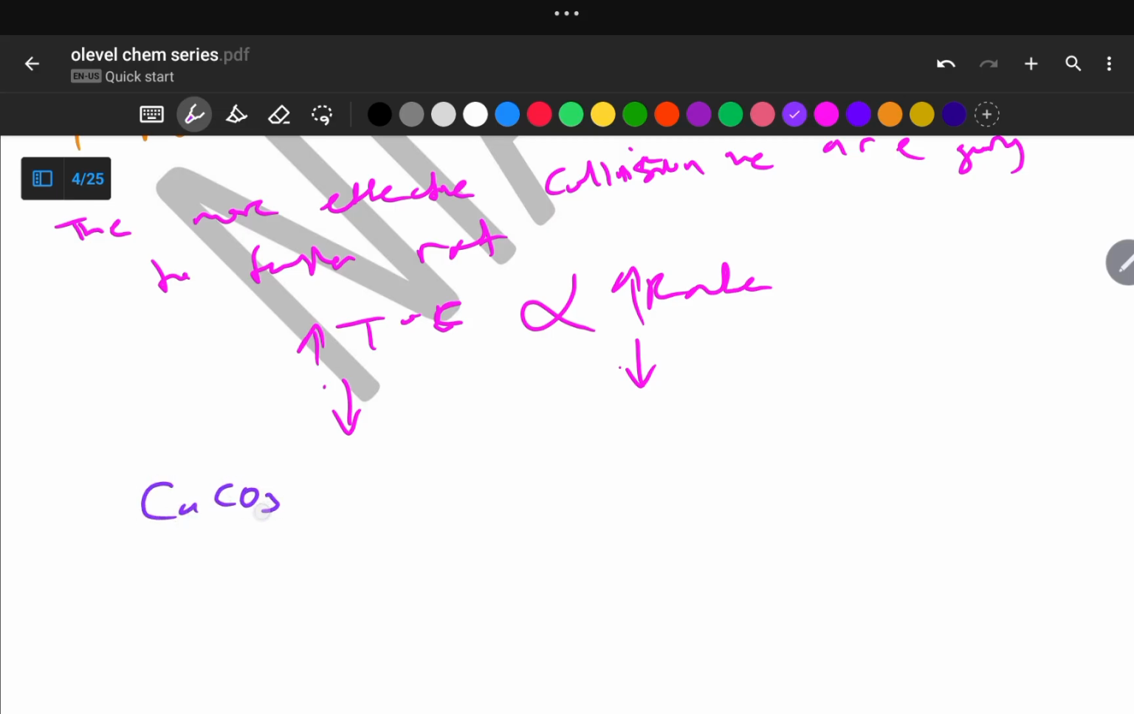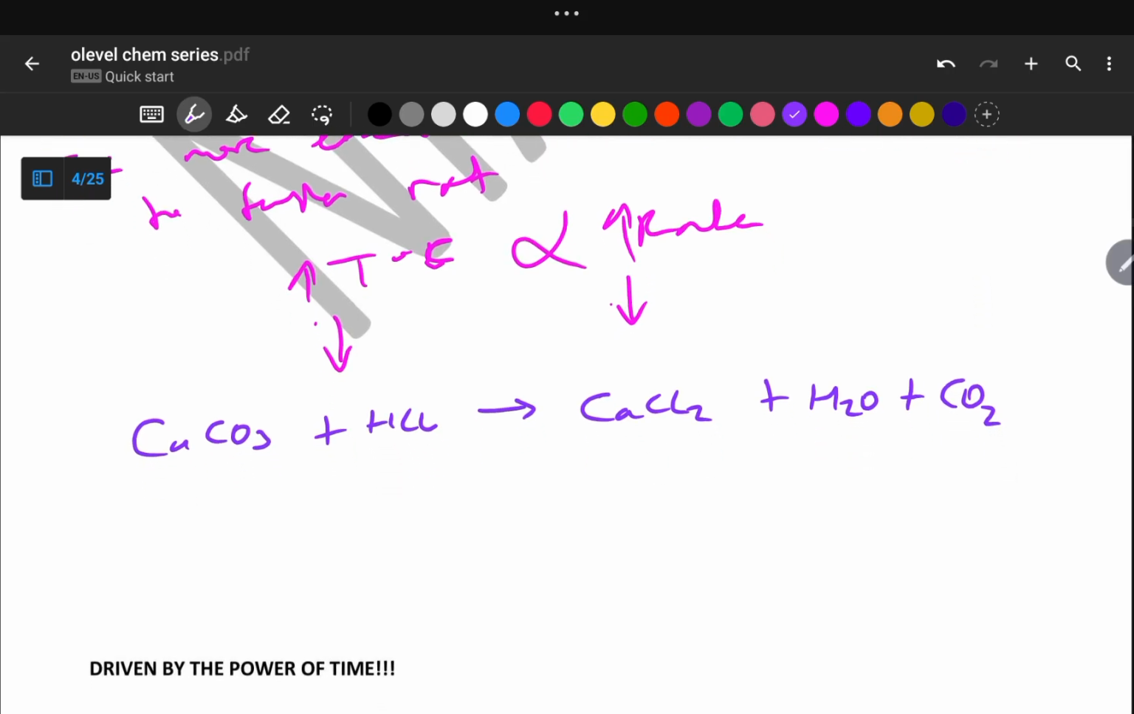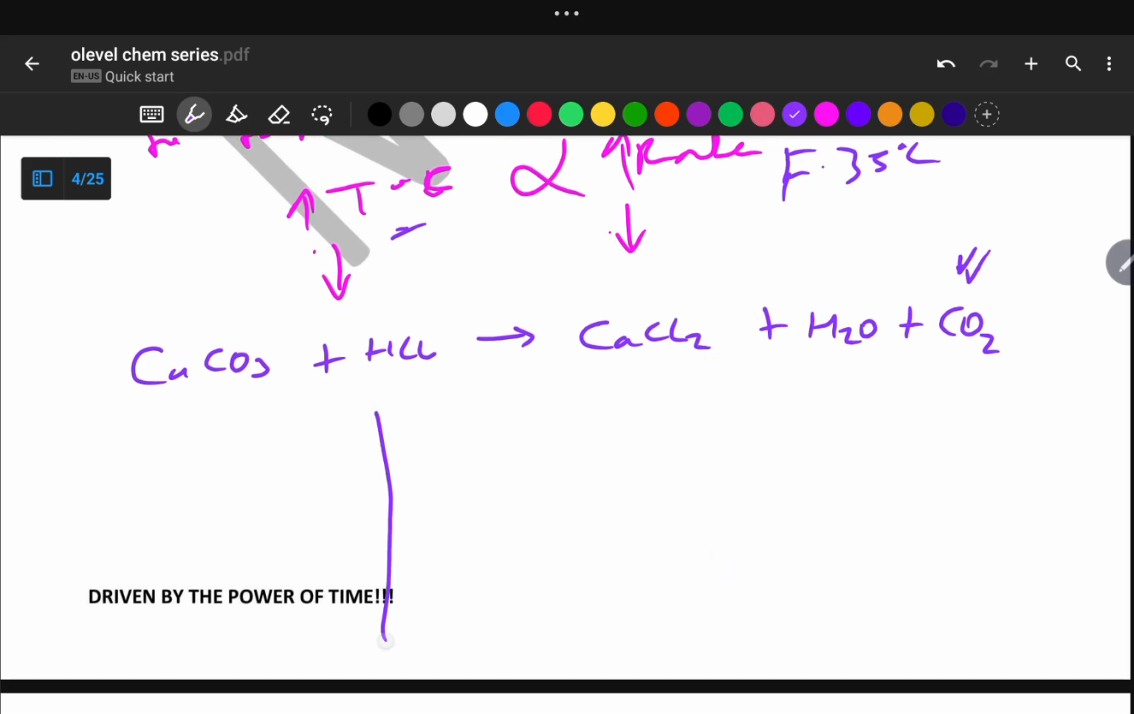calcium carbonate, limestone, plus hydrochloric acid to give calcium chloride plus water plus carbon dioxide. In this reaction, you can be required to measure the volume of carbon dioxide produced at different conditions. If you are to assess the effect of temperature, we're going to carry out the reaction at 15 degrees Celsius and also at 35 degrees Celsius. At 15 degrees Celsius, the reaction is going to be slower, and at 35 it is going to be faster, right? So you can plot the graph.